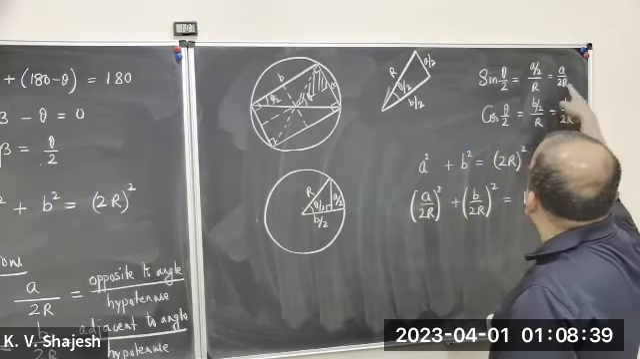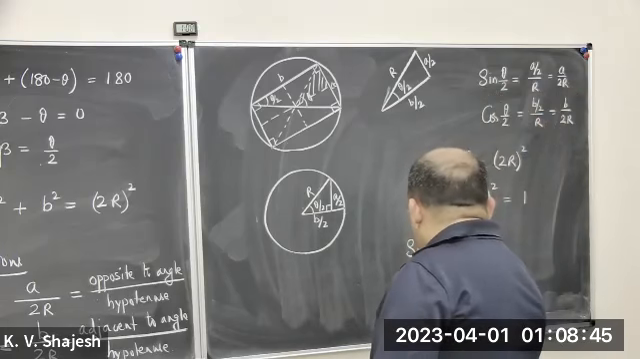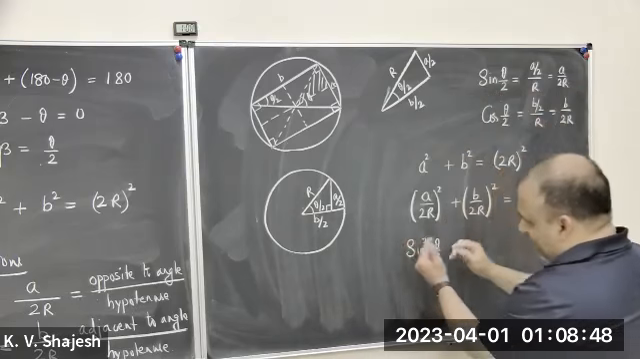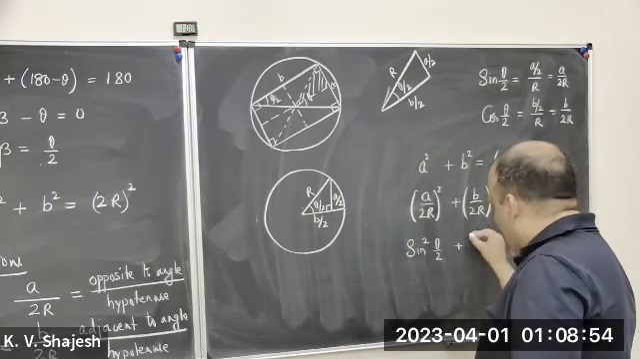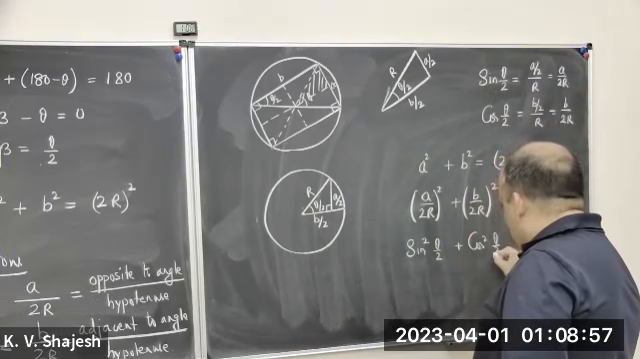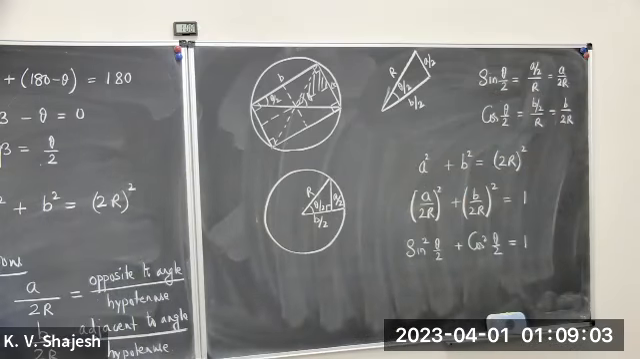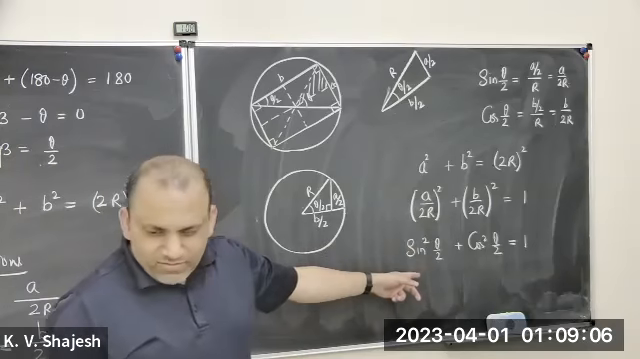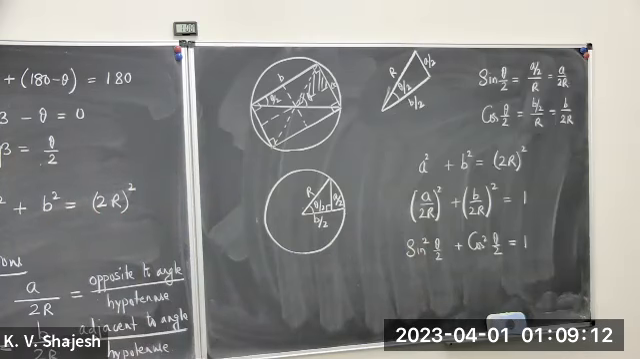If a over 2r, that's sine of theta over 2, right? That's sine square theta. Often you write the 2 on top of sine, plus cosine square theta over 2, that's equal to 1. That's your first identity. This is basically Pythagoras theorem, right? Sine square theta plus cosine square theta is equal to 1. If we were to redefine our theta over 2 as theta, that's nothing but Pythagoras theorem, right? Absolutely, exactly, identically the same.